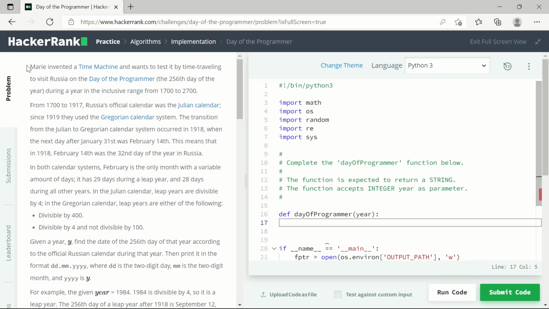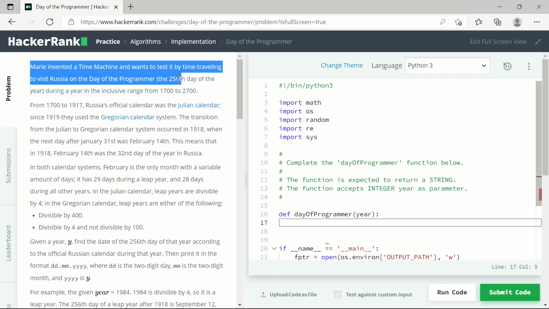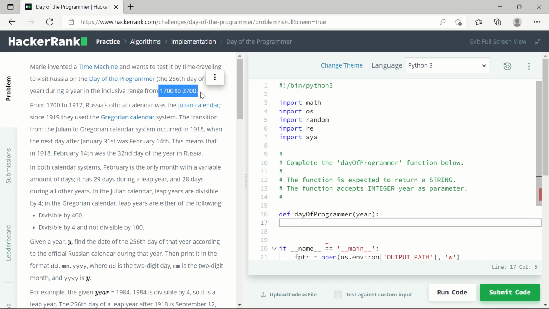Hello everyone. In this video we are going to solve the Day of the Programmer problem statement on HackerRank. So here is the problem statement. Mary has invented a time machine and she wants to test it by time traveling to Russia on the Day of the Programmer, which is the 256th day of the year, in the years ranging from 1700 to 2700. Let's understand the entire problem statement in a tabular format.